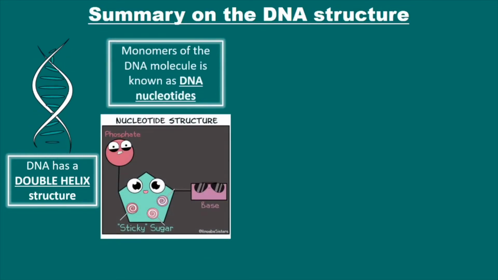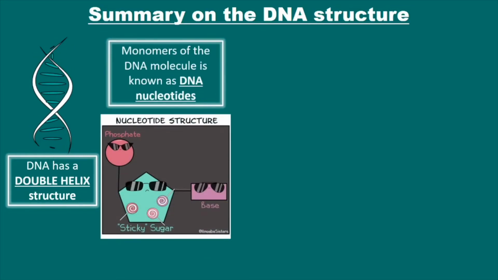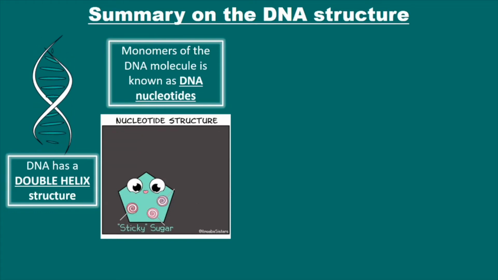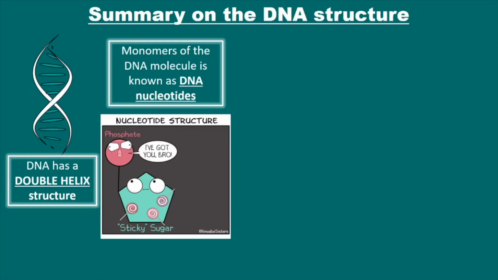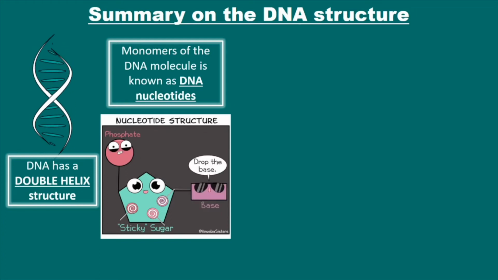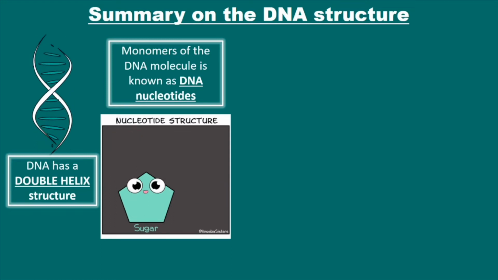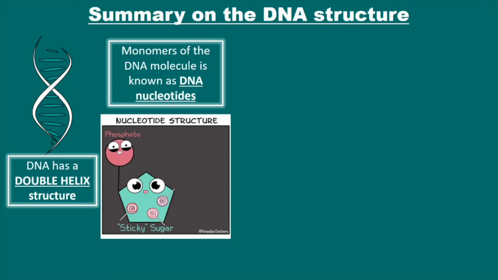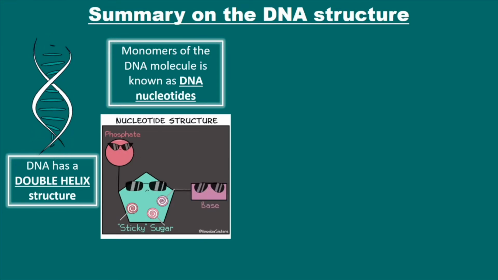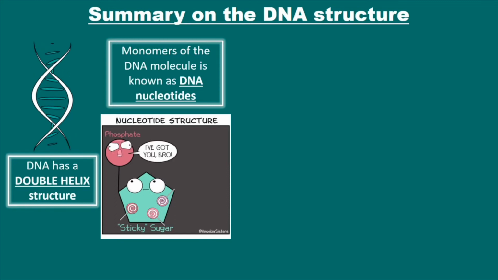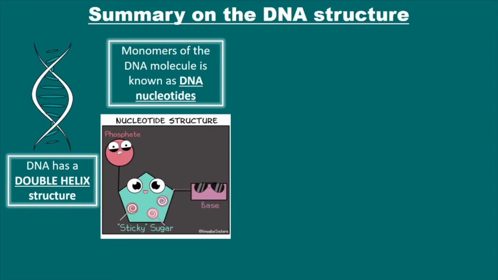What are the monomers of a DNA molecule? The monomers are the building blocks of the DNA molecule. It's like building a house. When I'm building a house, the brick will represent the monomer of the house because it is the building block. So remember, if we ask what is the monomer of the DNA molecule, you have to indicate that it's a DNA nucleotide. It is very important to write the word DNA before the word nucleotide.